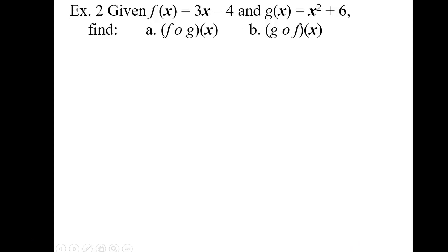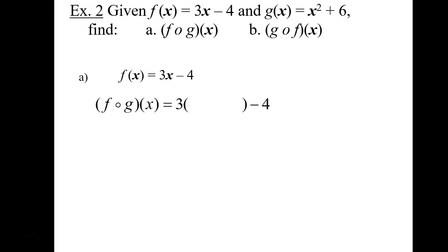So say we have the function f of x equals 3x minus 4 and g of x equals x squared plus 6. So first they want us to find f composition g. So which is the outer function and which is the inner function? The one that's written first is going to be the outer function, and the one that's written second is the inner function.